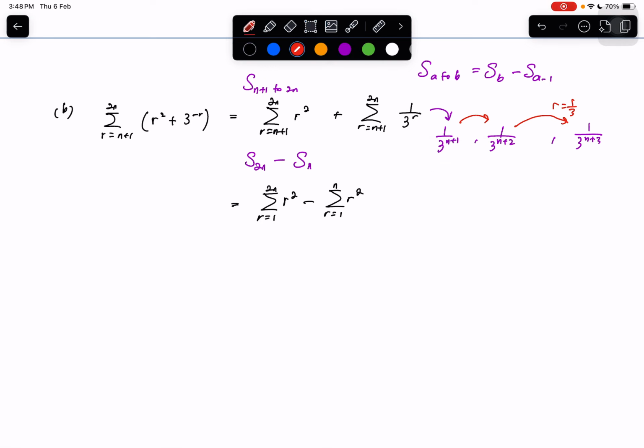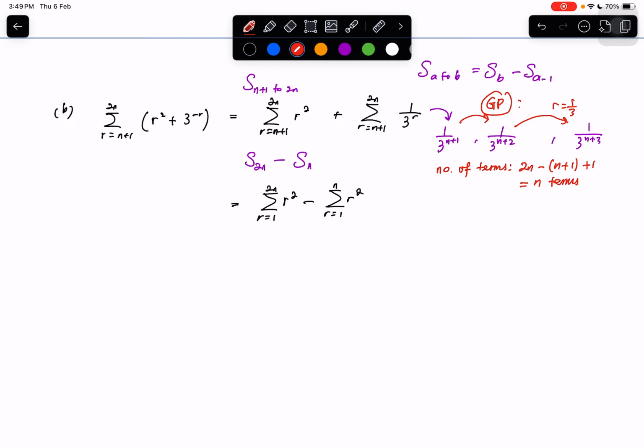So let's look at the number of terms. This will be a geometric progression with common ratio 1/3. Now next, what is the number of terms I am dealing with? It's n plus 1 to 2n, so I take the top number minus the bottom number plus 1. Technically this would be equal to n terms. I need to deal with n terms.